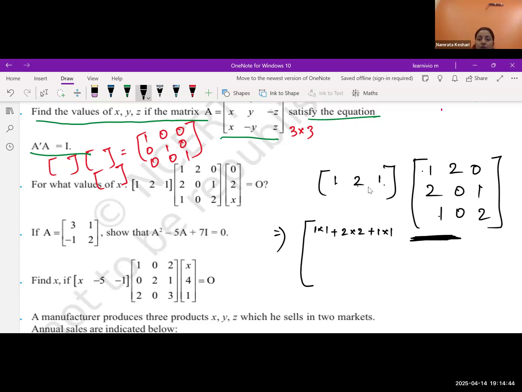Okay, so 1 into 1, 2 into 2, then 2 into 0, then 1 into 0, 2 into 1, okay, 1 into 2. So just this much we are going to get. Are you getting it? Yes. 2 times, that's 4, exactly what I got. 6, 6 2 4 0 2 x is equal to 0. 4, 0, 2, x. Okay.